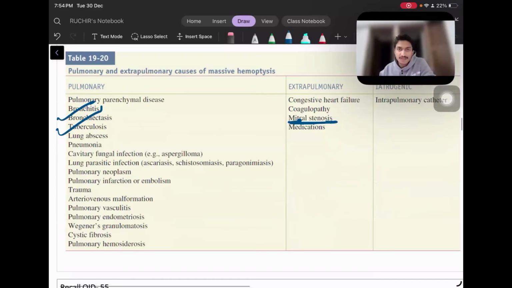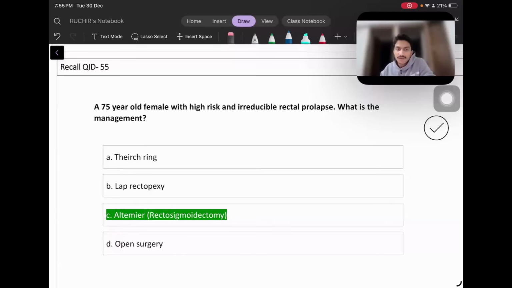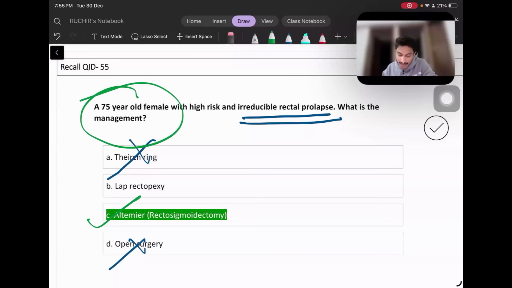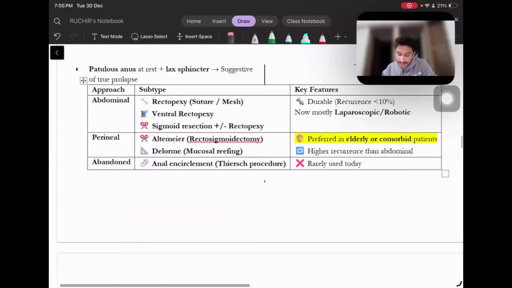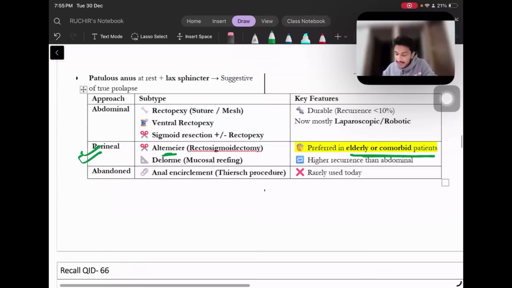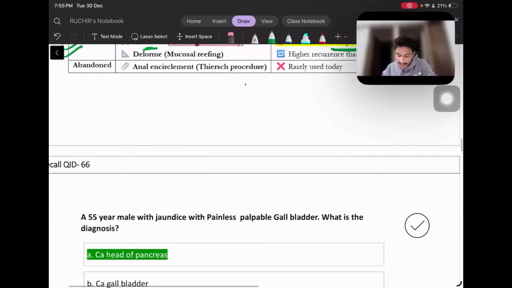Moving on to the next question, that is a female patient, high risk or a moribund patient, with irreducible or a complete non-reducible rectal prolapse. What is the management? I think the third string is an obsolete procedure, and open surgery is not done for any rectopexies. You go for either lap rectopexy, or if there is a prolapse procidentia, you go for Altemeier's proctosigmoidectomy. So that is the correct answer here for this question as well in a high risk female patient. And even if you see, the perineal procedure of Altemeier's is preferred in elderly or comorbid patients. So I think that is the correct answer here.